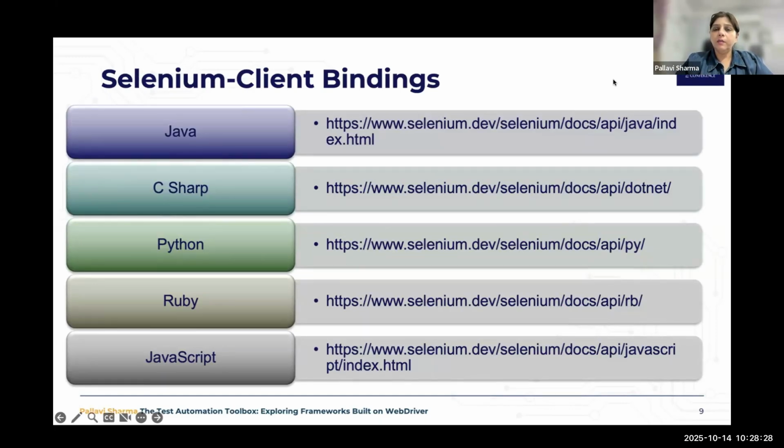So, Selenium basically comes with different client bindings. You have Java, we have C Sharp, Python, Ruby, JavaScript. These are different client bindings. So we can implement Selenium using all these different programming languages. Each of these client bindings are basically implementations of the WebDriver interface.